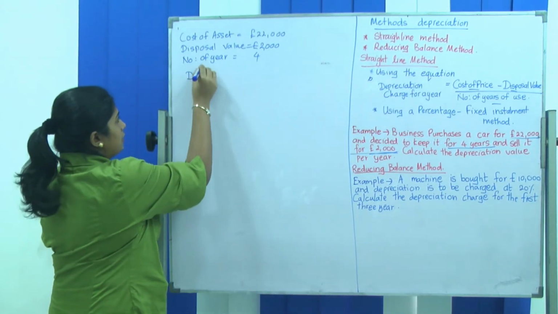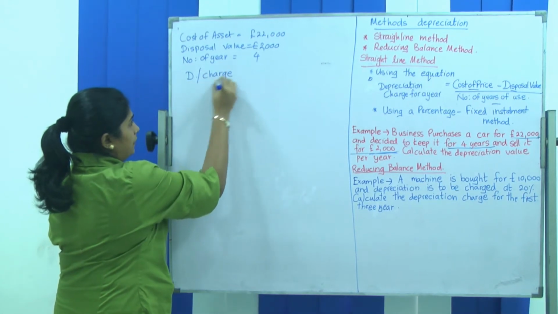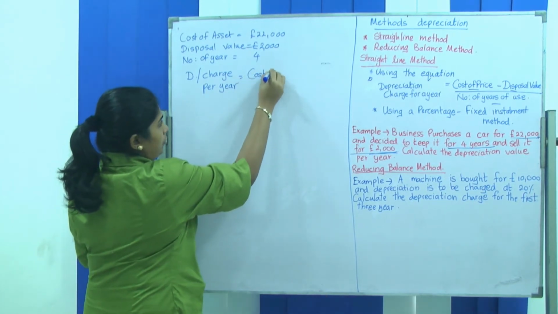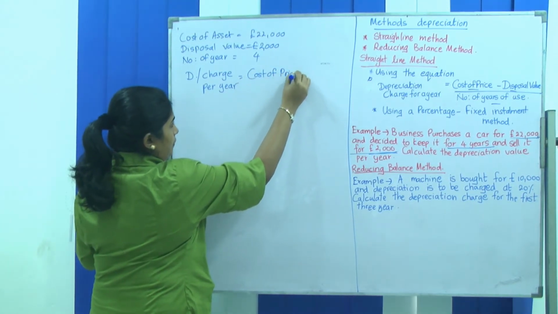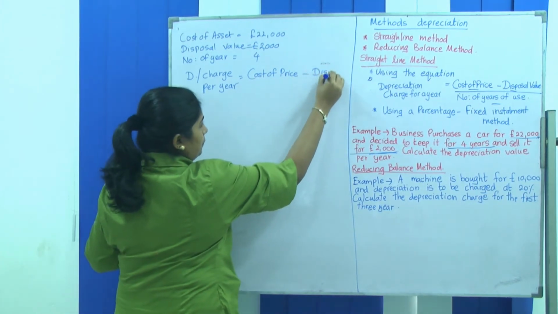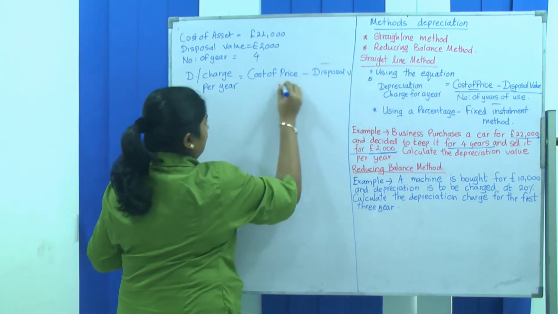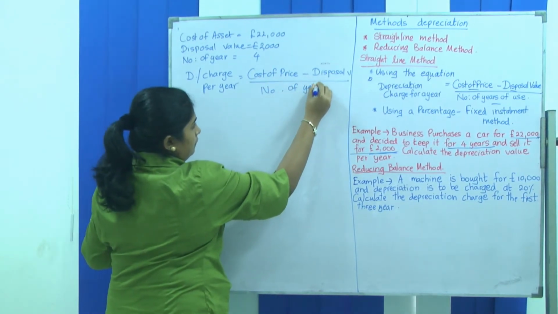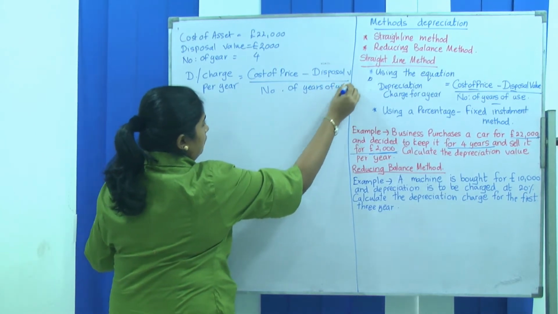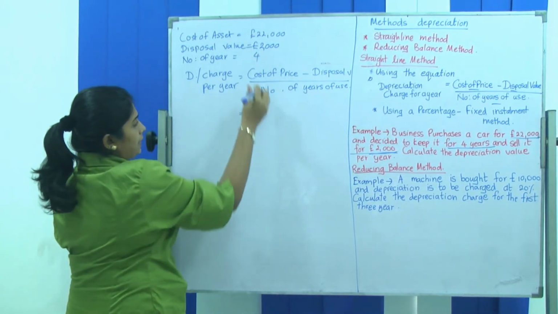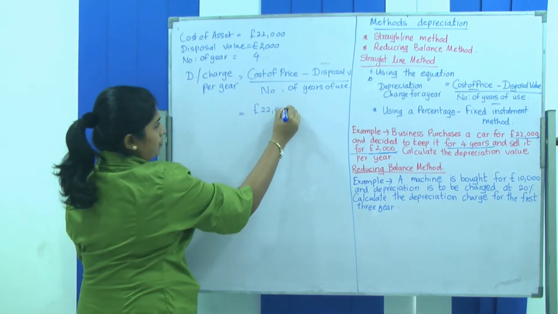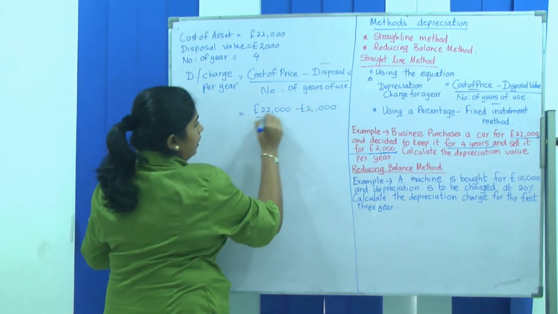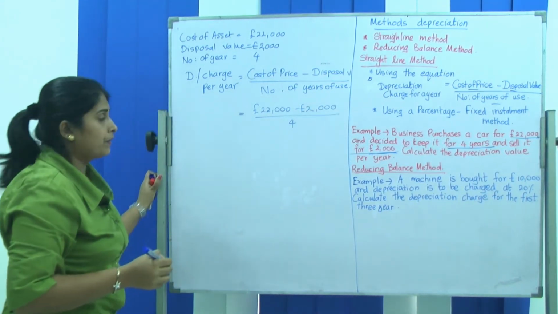So the equation is: depreciation charge per year equals the cost of the asset minus the disposal value, divided by the number of years of use. The cost of the asset is £22,000, the disposal value is £2,000, and the number of years they are hoping to use it is 4 years.